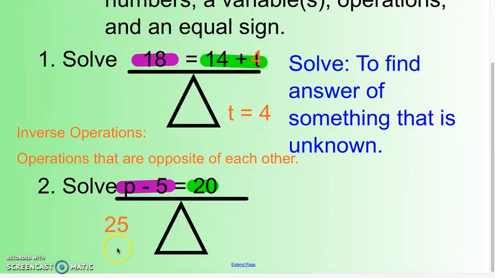So 25 would work. 25 minus 5, that is the same as 20. So I would write my answer as P equals 25. And those of you that took 20 plus 5, that is one way to get that 25.